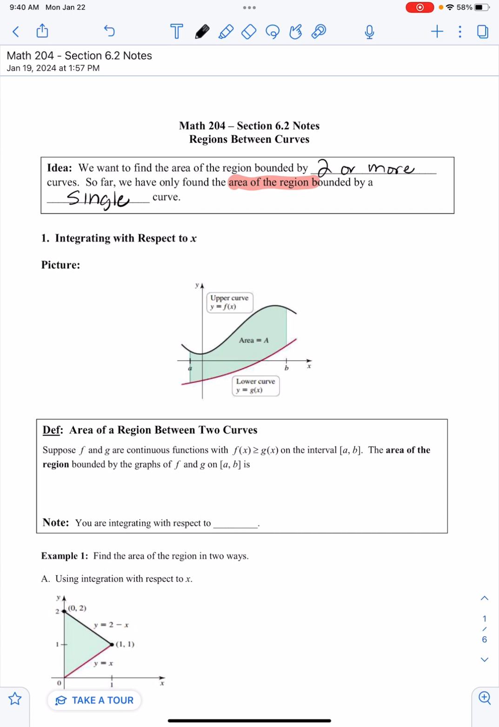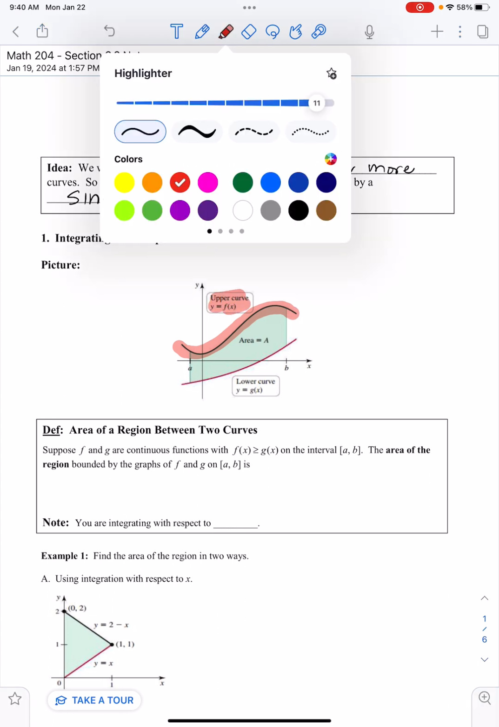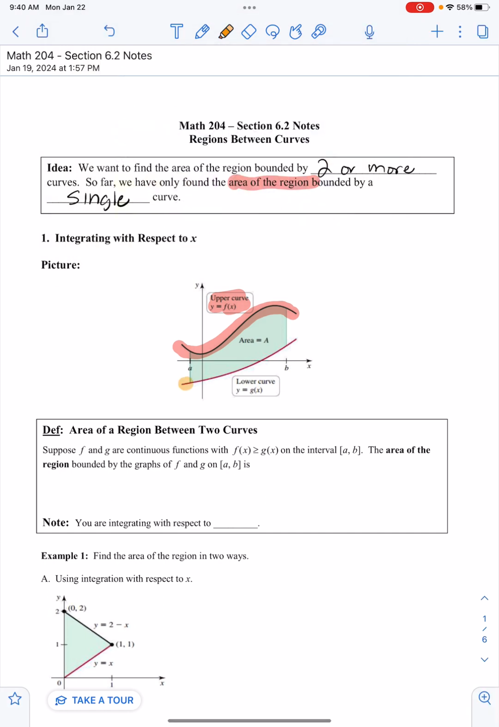First one, we're going to talk about integrating with respect to x. So we'll have a picture similar to what I have posted here. There is going to be an upper curve, which a lot of times they call f of x, and then there'll be a lower curve, which a lot of times they call g of x, but as we know, names like that really aren't that important. So here is our definition for that.